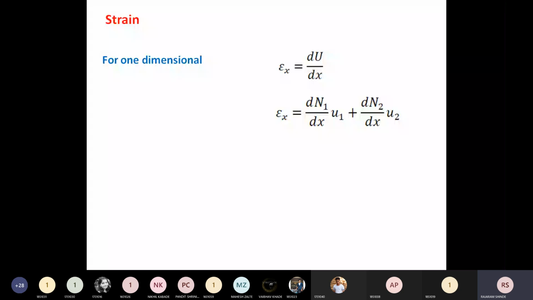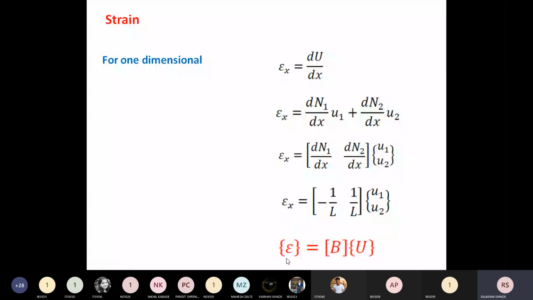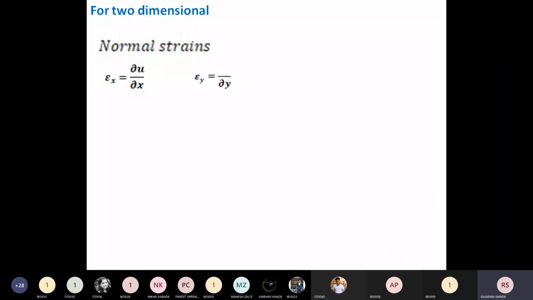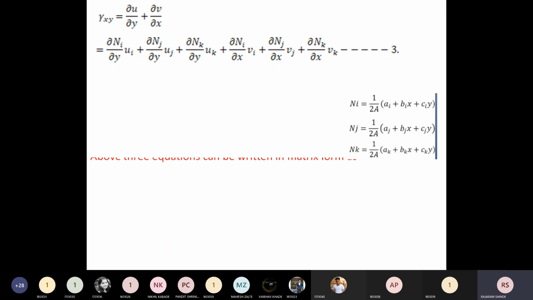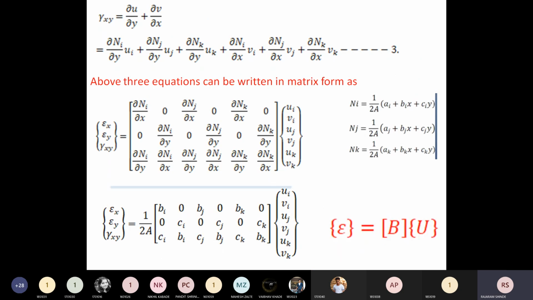Now after displacement we have taken the strain. Now strain for one dimensional is epsilon x, directly du by dx. It is only one component, and when we replace u by N into u, you will get this epsilon x equation, and that is the derivative of shape function into nodal displacement, and this we can write in the form of epsilon is equal to B into u. Next is for two dimensional, there are three components of the strains, and same equation we are getting here, that is epsilon is equal to B into u. That also we have discussed.